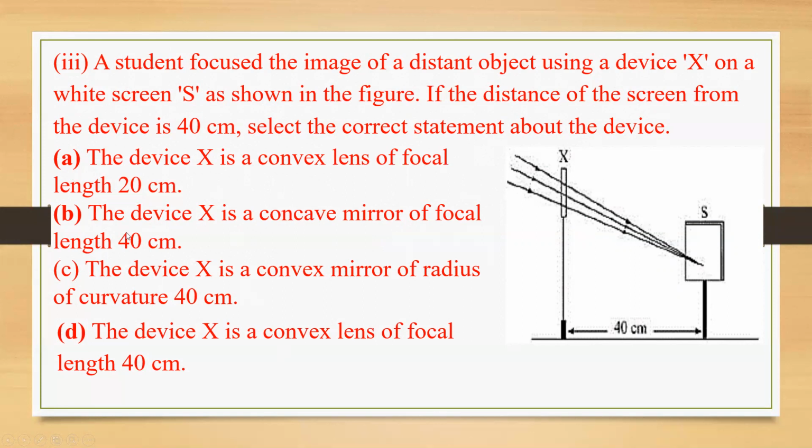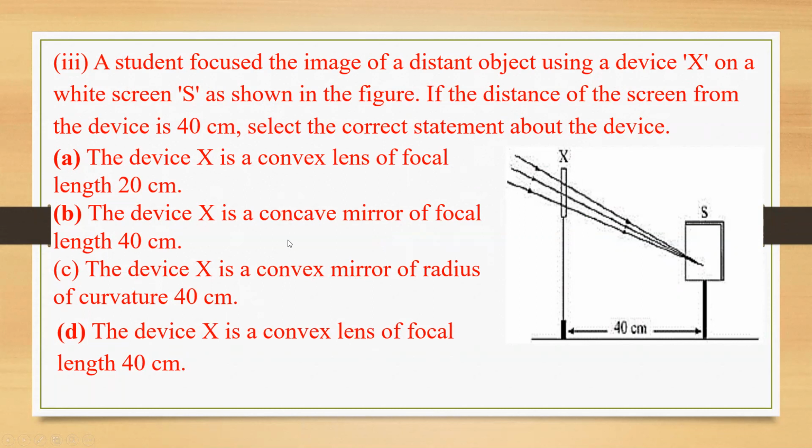Now you think, if it is a convex lens, how is the statement related to this? Which statement will be correct? We can see. A: device X is a convex lens of focal length 20. Convex lens is correct, so focal length, we will think about that. B: device X is a concave mirror. Oh, it's wrong. C: device X is a convex mirror. Of course, it is also wrong. D: device X is a convex lens of focal length. So among A and D, we have to think.